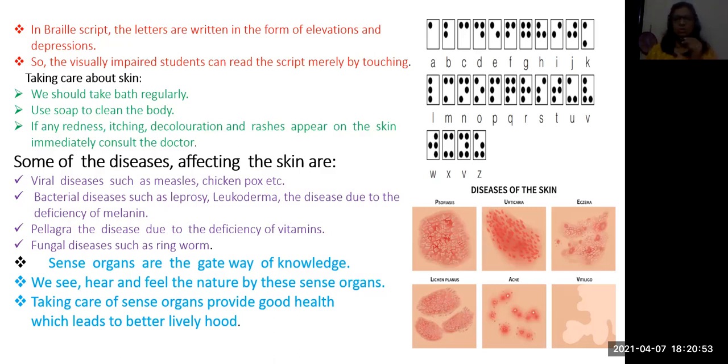And we have seen the nose. So many flavors you can enjoy with that. That's why we have to take care of our sense organs. Without these sense organs, there is no life at all, which leads to better livelihood, isn't it? So go through it properly, the structure and all, and the importance of each and every body part and how to take care, and what the different activities are in these sense organs. Okay, take care. With that, we have completed this topic.